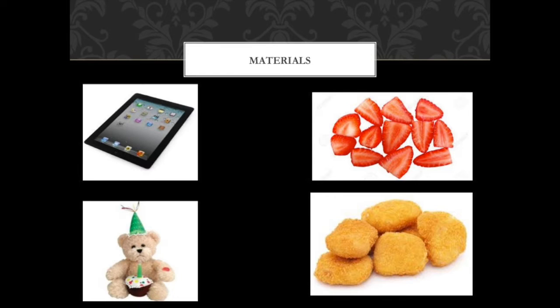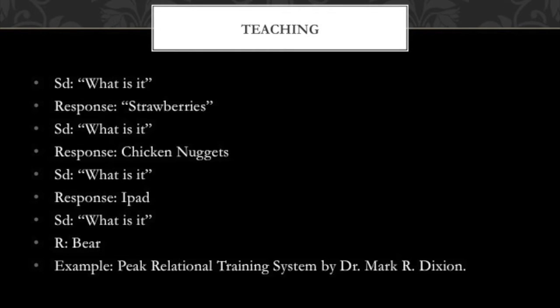I took a picture of each of these items, printed them out, and laminated them on a 3x5 index card. For teaching each item, I had the same discriminative stimulus, also known as SD, for each one. The response was the only thing that changed, and this teaching procedure was done from the PEAK Relational Training System written by Dr. Dixon. I taught each stimulus one at a time, and once the first one was mastered, I then baselined the second stimulus, which you will see later on in the graphs using a multiple baseline design.